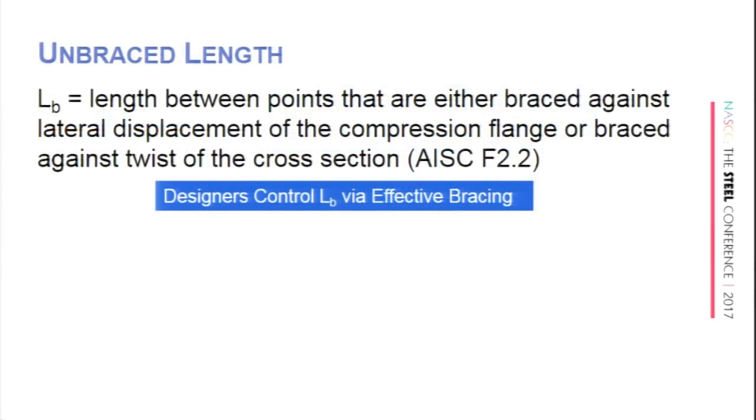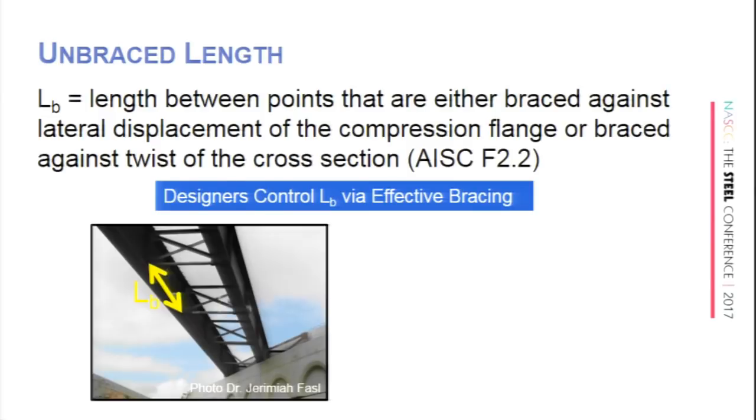First, just a quick definition of unbraced length for those that may not be familiar with it. That's the length between the points that are either braced against lateral displacement of the compression flange or braced against twist of the cross section. In the primary, you have to stop the twist of the cross-section. If you can do that by bracing the top compression flange, that's great. But if you want to be assured that you have a good brace, you're going to have to stop the twist of the cross-section, right? And of course, designers control the unbraced length via effective bracing.